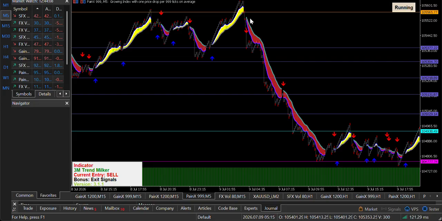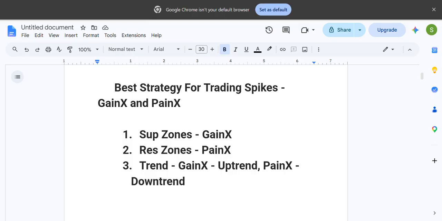So right now, there are some things you should also know. For GainX and PainX, because these are the two assets that you can trade spikes on, I'm going to be combining the two together. So these are some of the things you should take note of before you go fully into it.